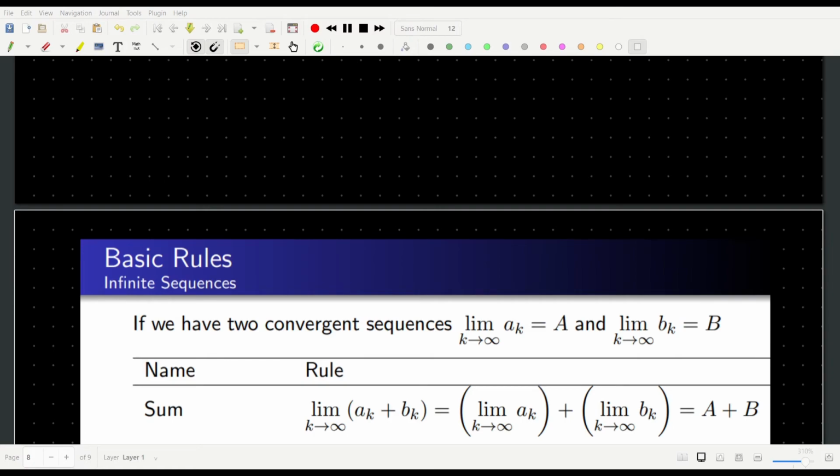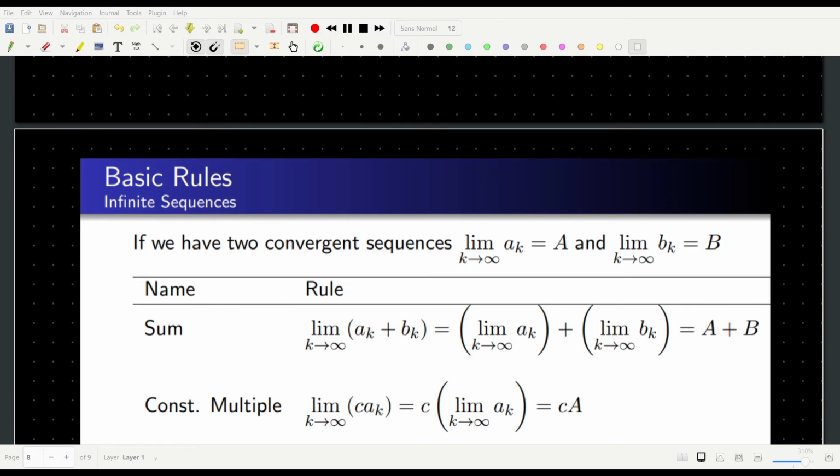Our first main rule is called the sum rule. The limit of the sum of sequences a_k and b_k will always be the same thing as the sum of the limits. So the limit of a_k plus the limit of b_k, which will just be A plus B if capital A and capital B are the limits of the two original sequences.